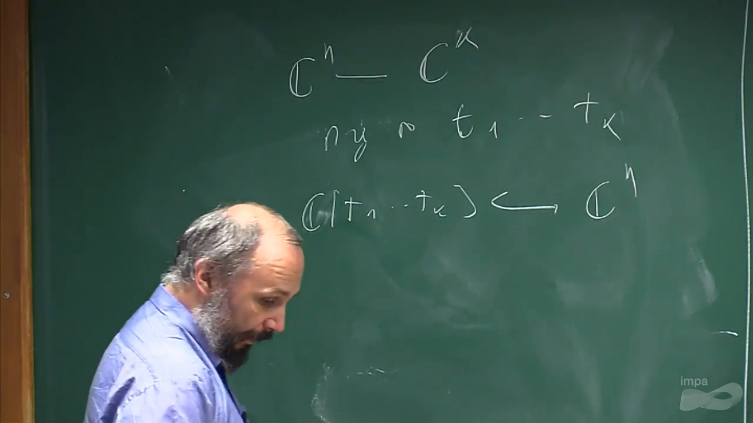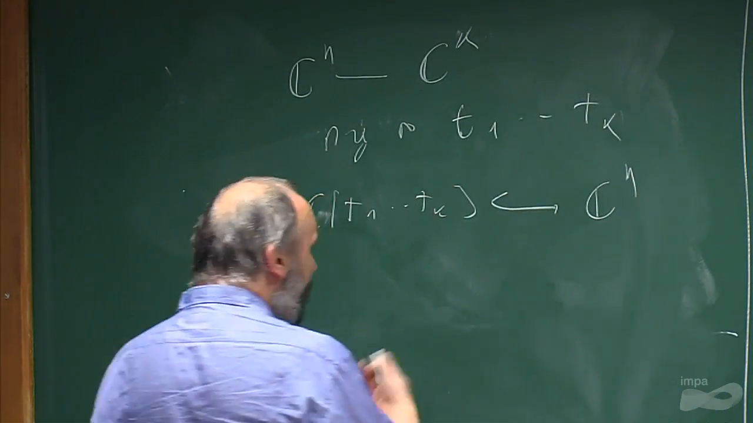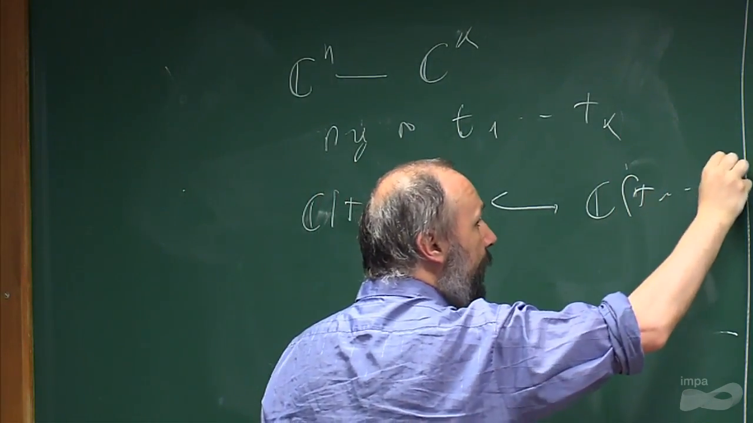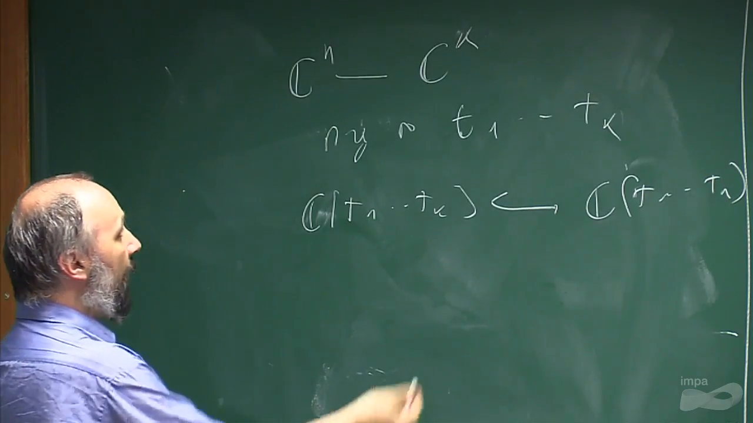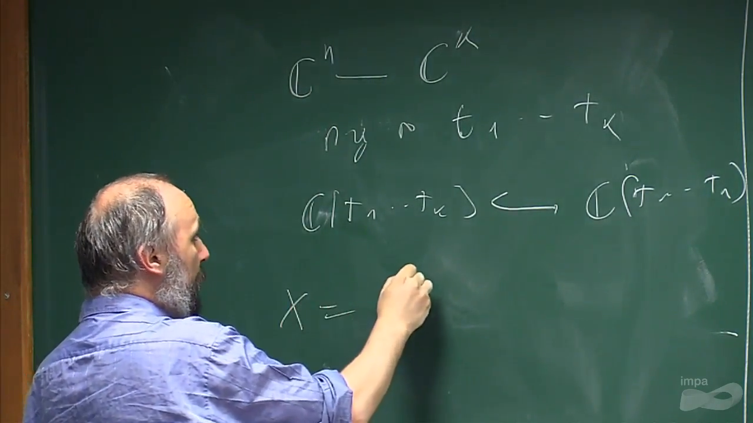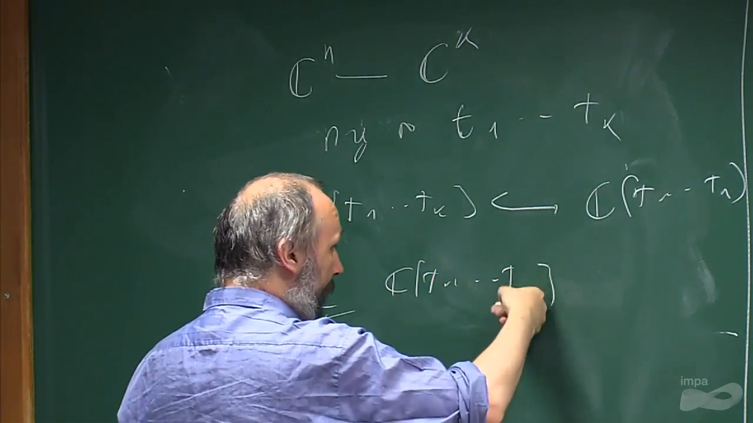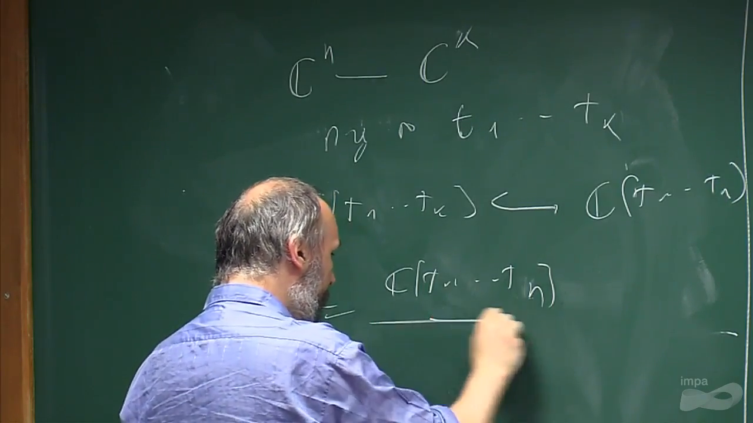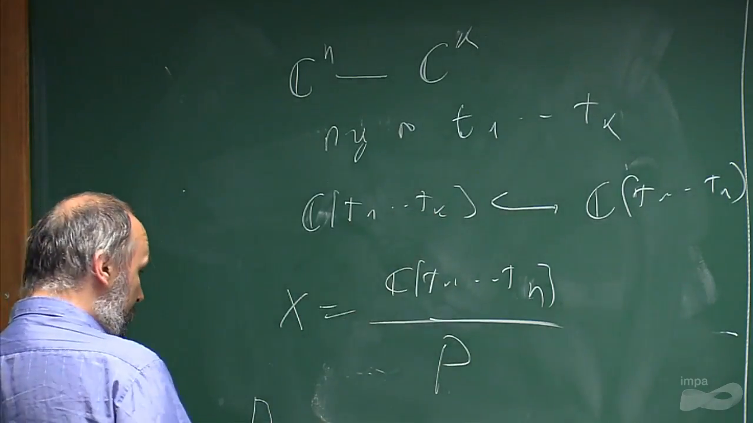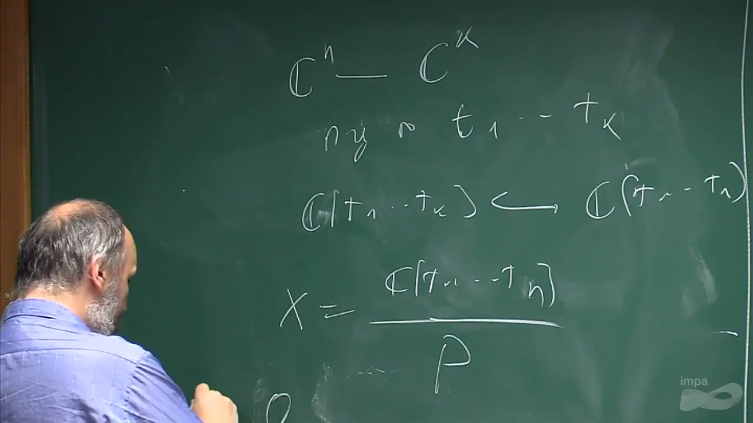Now we have a certain variety. Sorry, the opposite. I mean, the direction is opposite. Now, if you have x, which is the quotient of C[T1 dot Tk dot Tn] by P, then the projection is a restriction of this map. So it is a map, it takes O of X.